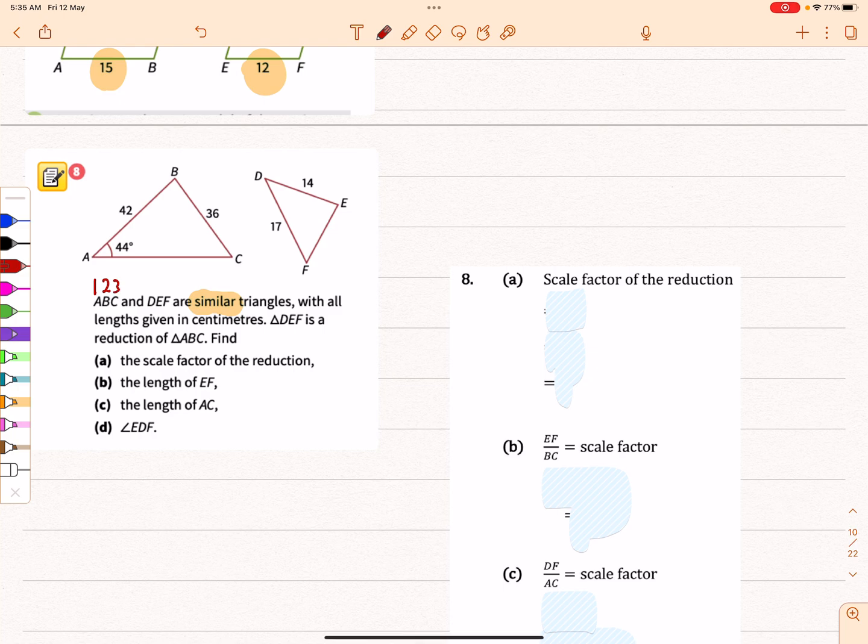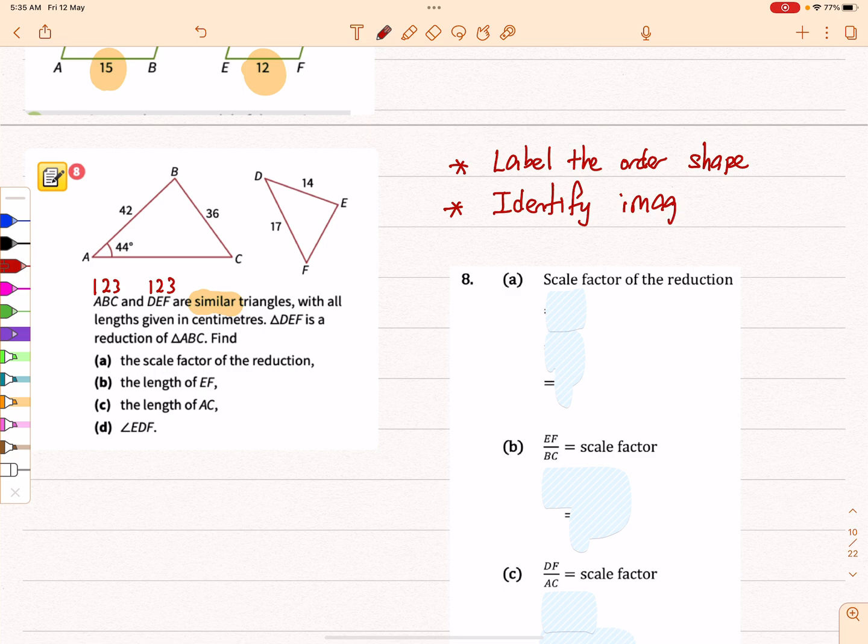A is 1, B is 2, C is 3. Similarly for D, E, F. So now I also want to identify which one is which. Very important, I want to label the order, the sequence of the shape. Also, I want to identify which one is my image and which one is my object, right? Because if I don't do that, then I don't know how to find the scale factor.